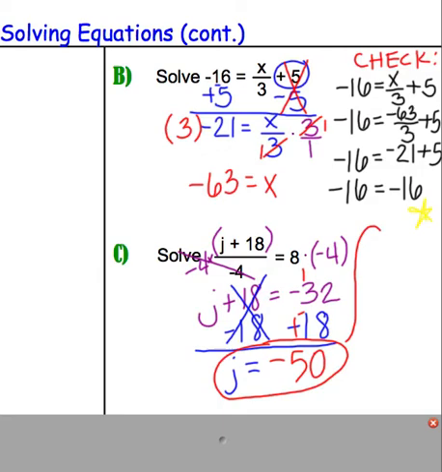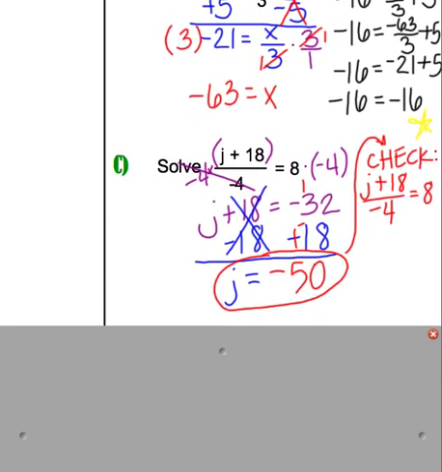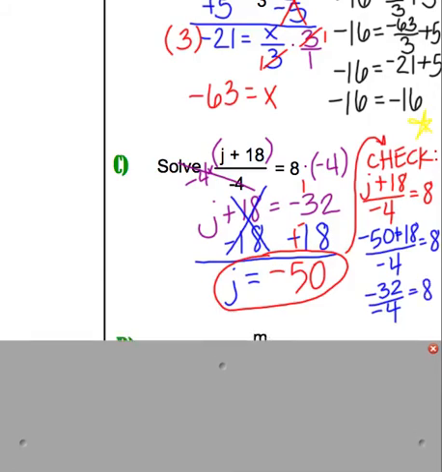So then I come over here and I check. And the check says plug in the original equation, j plus 18 over negative 4 equal to 8. And then I substitute in my values, giving me negative 50 plus 18 over negative 4 equal to 8. Well, negative 50 plus 18 is negative 32, and that's over negative 4 equal to 8. And when I actually go through and do negative 32 divided by negative 4, I get 8 equals 8. So I can check it off as being all set.